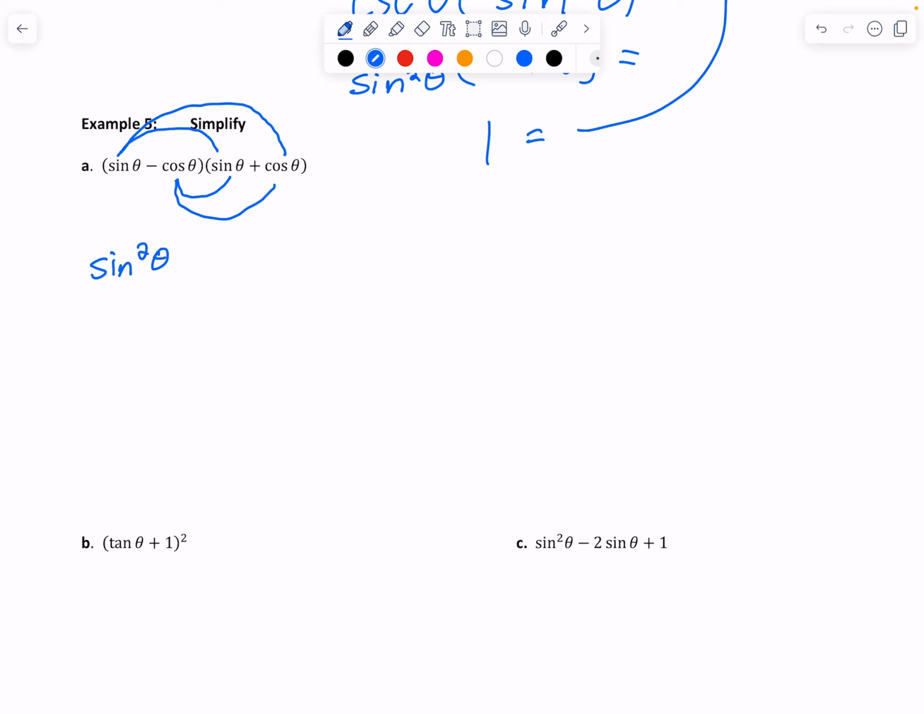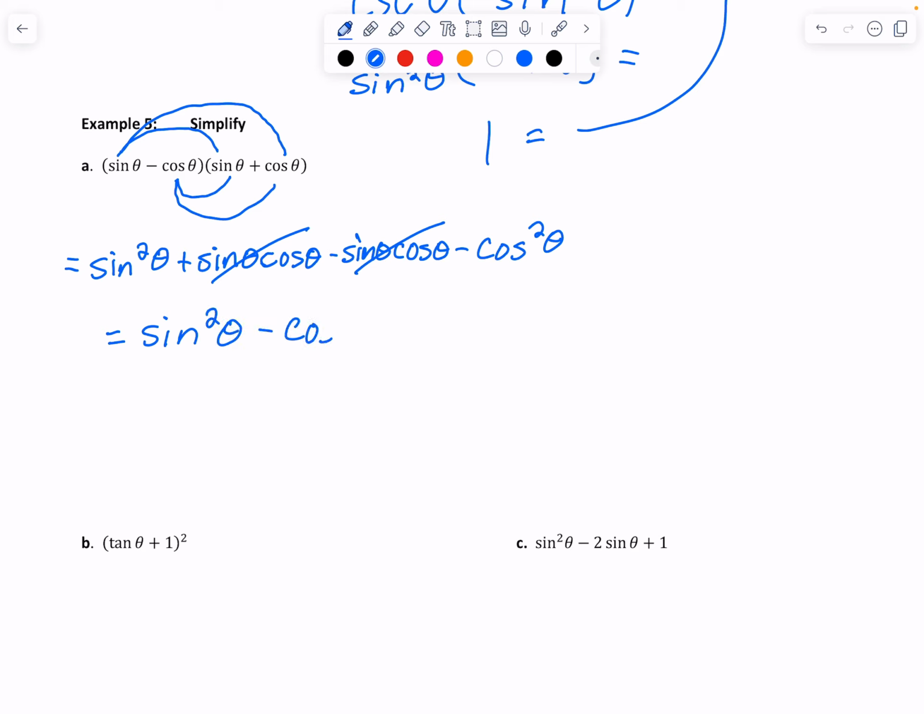Right? And then we have, I'm going to do the outsides. Sine times cosine is sine theta cosine theta. Then the insides are going to be negative sine theta cosine theta. And then the last ones are negative cosine squared theta. Okay, I want to put an equal sign because that's equal. Notice that these two terms are going to cancel out, leaving me with sine squared theta minus cosine squared theta.